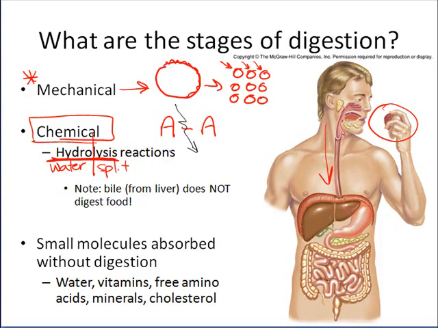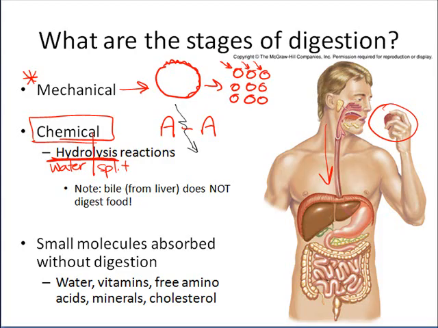And these substances are manufactured in a number of different places. The salivary glands make some of the chemicals responsible for hydrolysis. The stomach makes one. The pancreas makes a whole bunch. And the small intestine has a number of different enzymes that help to break down food.